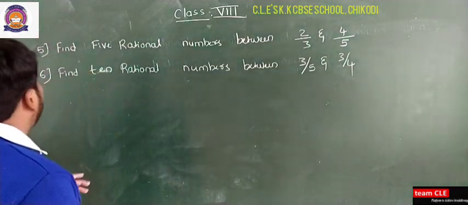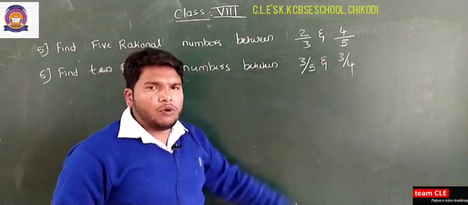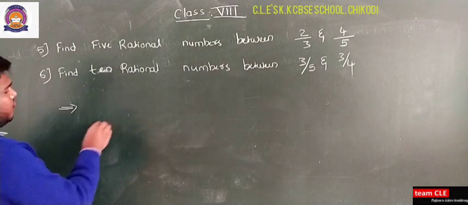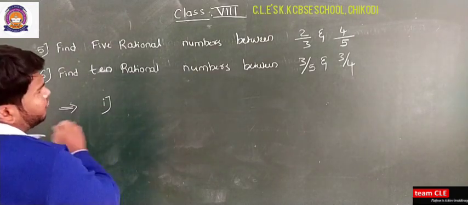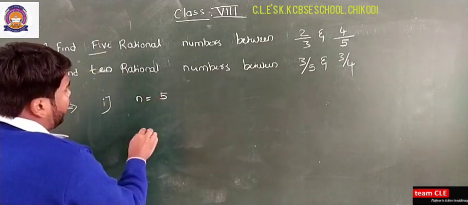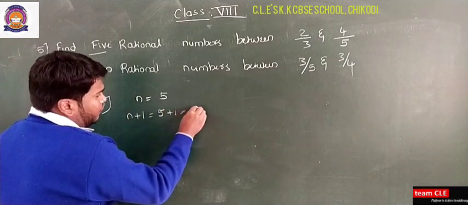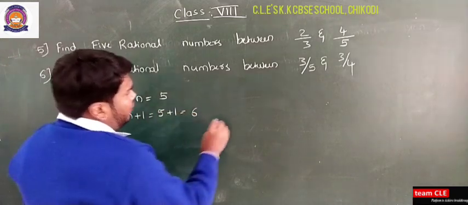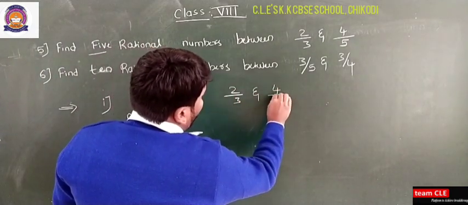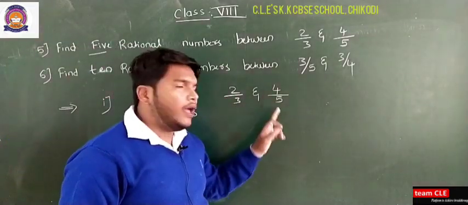And just see here, the 5th question says: find 5 rational numbers between 2 by 3 and 4 by 5. I will write the first one, that is, 5 rational numbers. I write n is equal to 5, and also n plus 1 is equal to 5 plus 1, which is equal to 6. Okay, so the numbers given are 2 by 3 and 4 by 5. So these are the 2 rational numbers given.